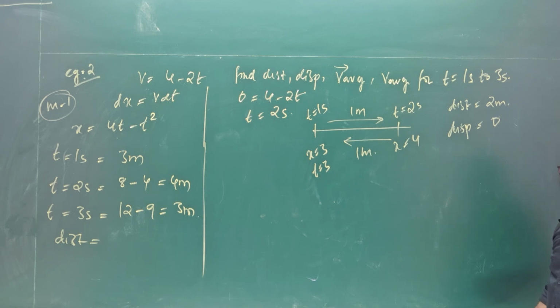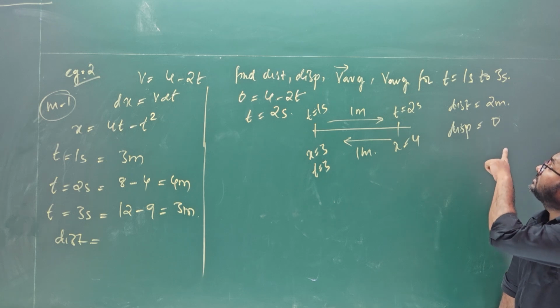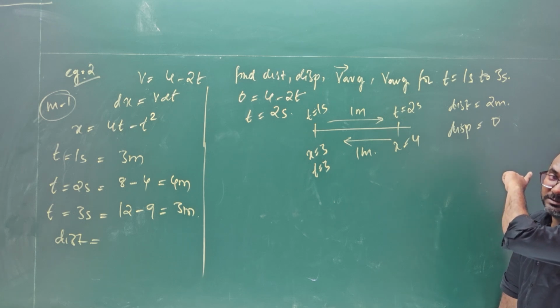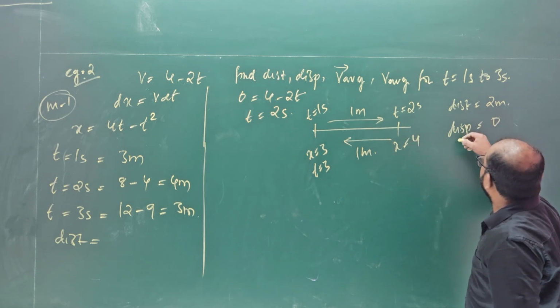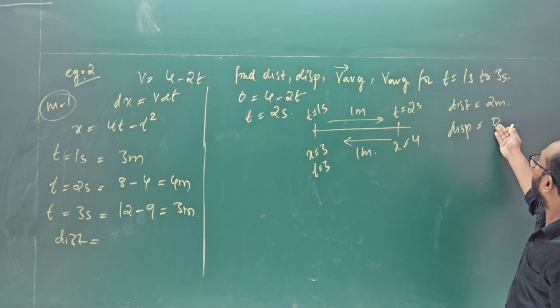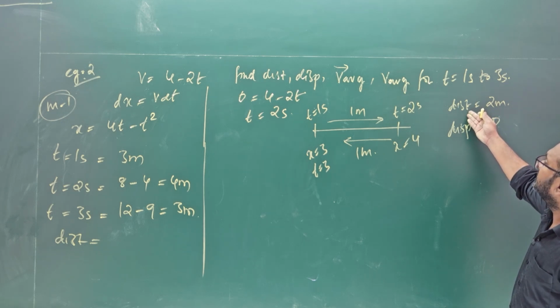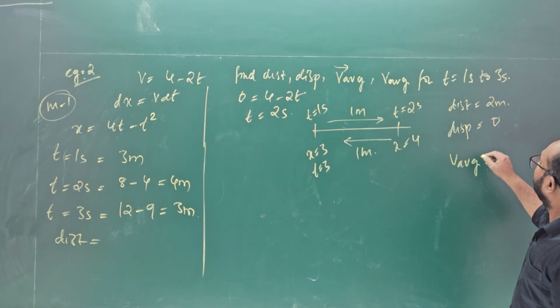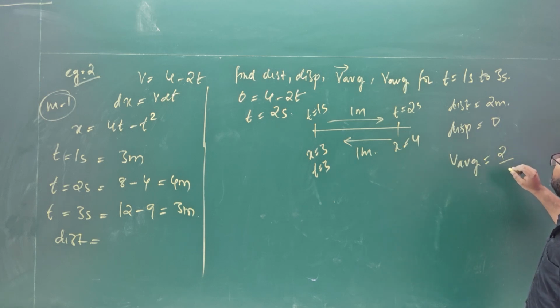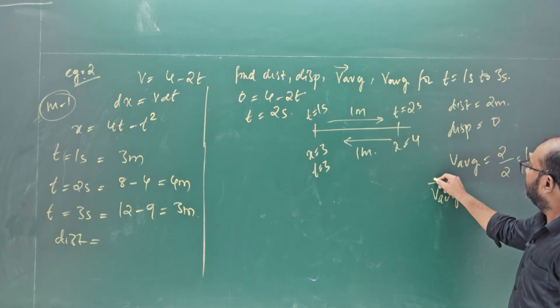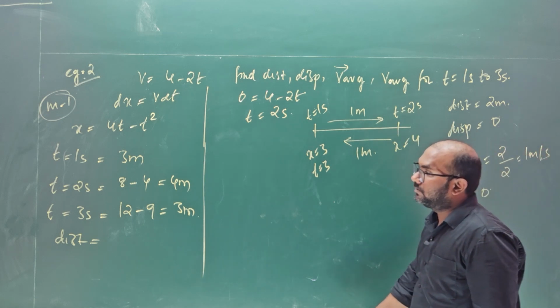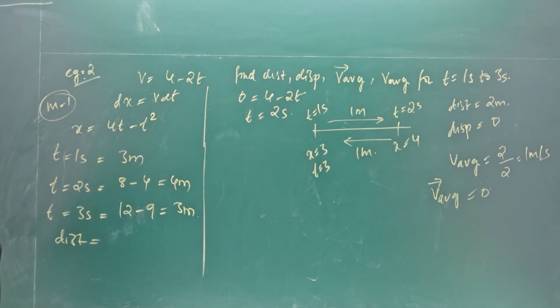Yes, 0. I didn't ask you to calculate from 0. I mentioned the time, from 1 second to 3 seconds. Then average velocity also becomes 0, and for average speed, distance is 2, time is 2, that is 1 meter per second. Then average velocity is 0. Write down first.